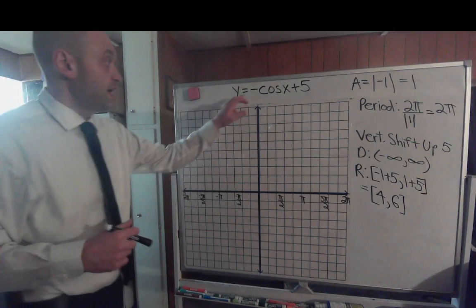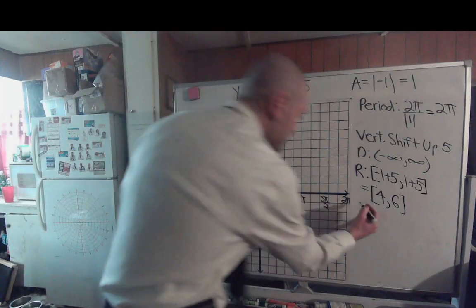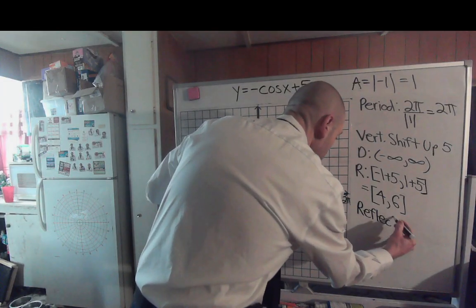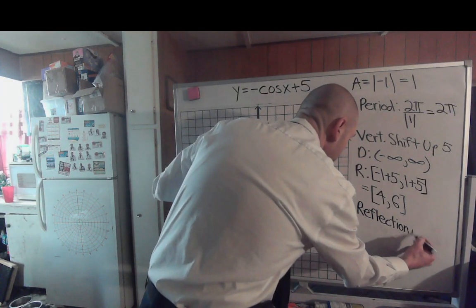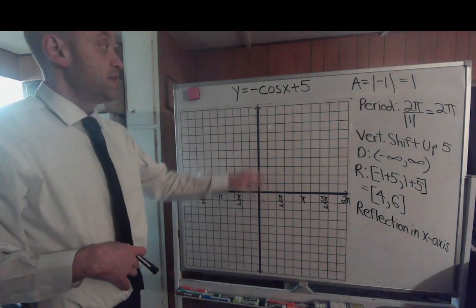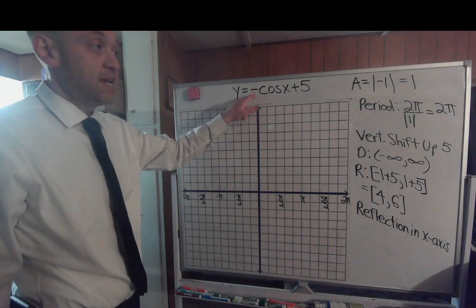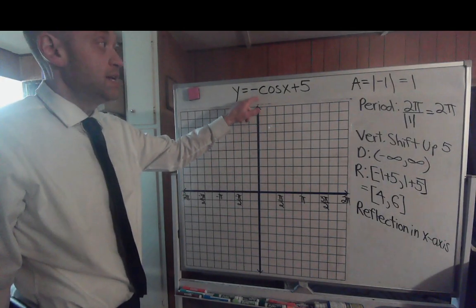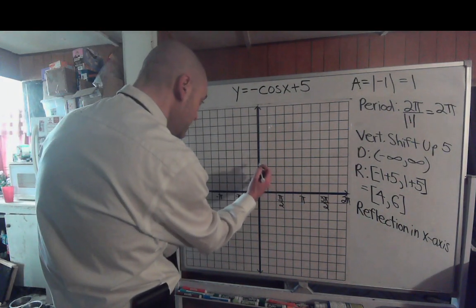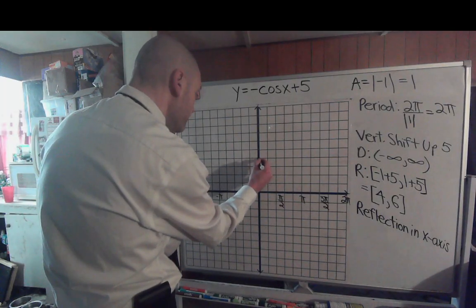And actually, since A is less than 0, we can also say there is a reflection in the x-axis. So we can keep in mind this is being reflected. Okay, so what's the cosine of 0 normally? That's 1, but you have to consider that negative on the 1, so that'd be -1 plus 5 is 4. So you'll be at (0, 4) for that point.